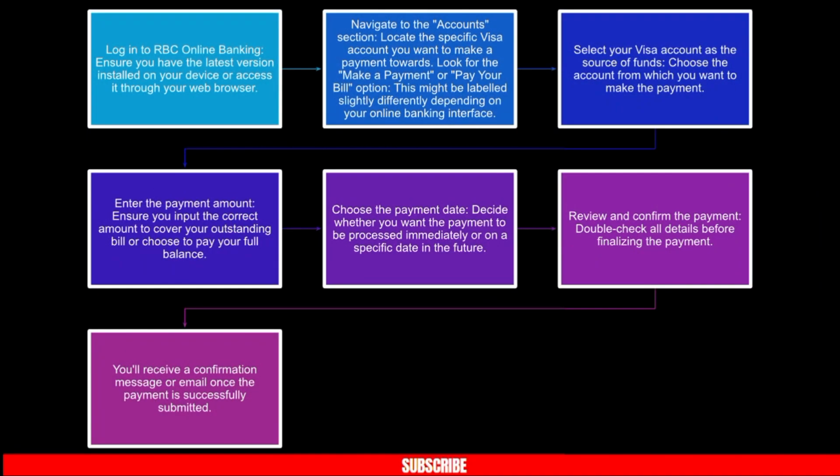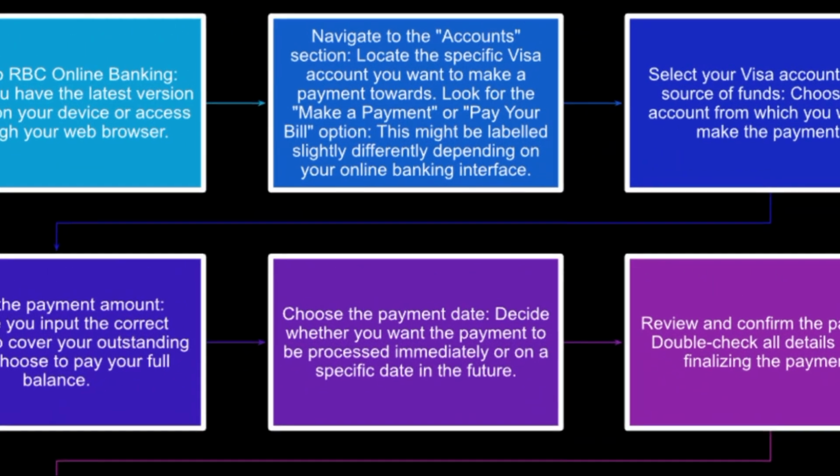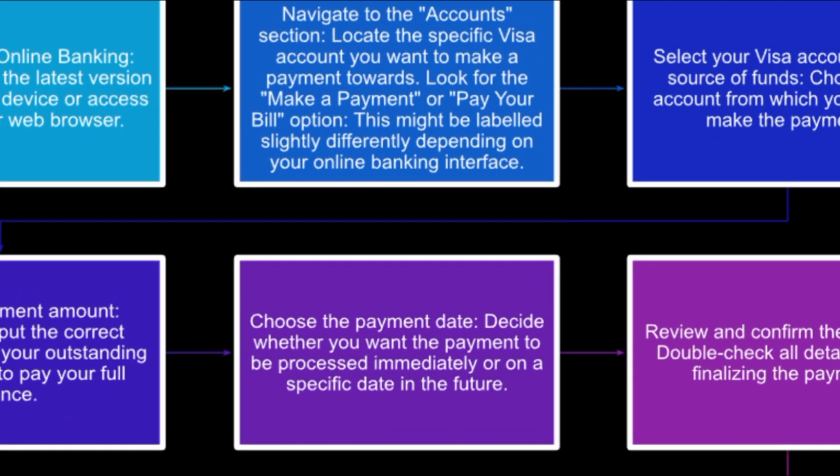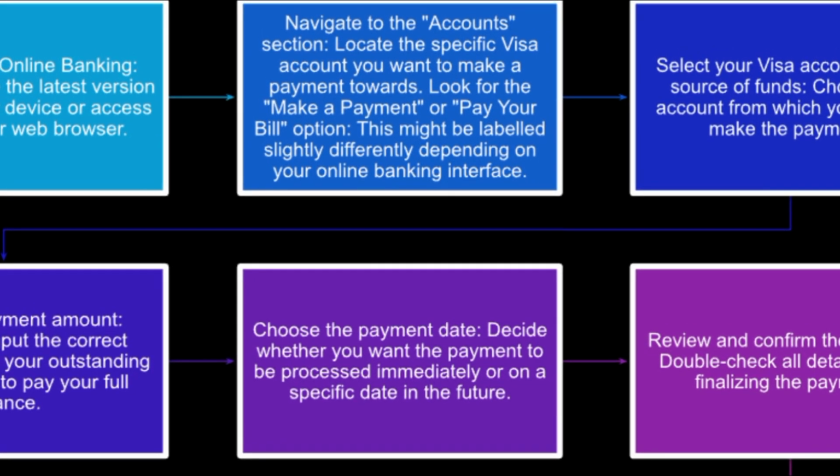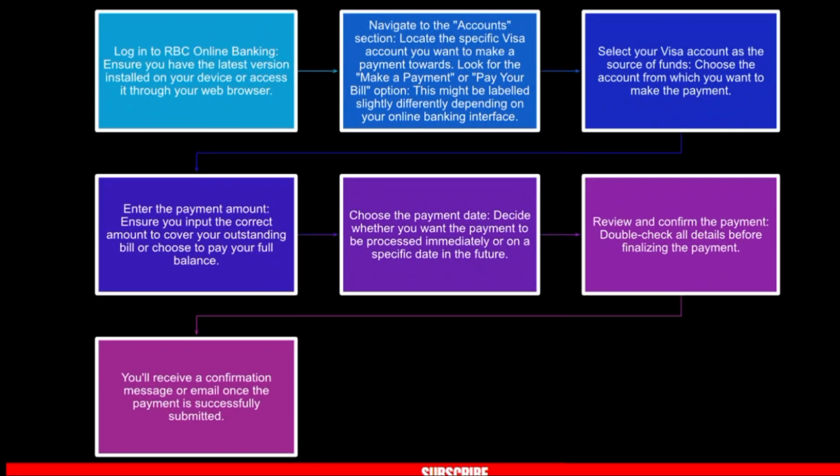Ensure you have the latest version installed on your device or access it through your web browser. Next, navigate to the account section. Locate the specific Visa account you want to make a payment towards. Look for the make a payment or pay your bill option. This might be labeled slightly different depending on your online banking interface.